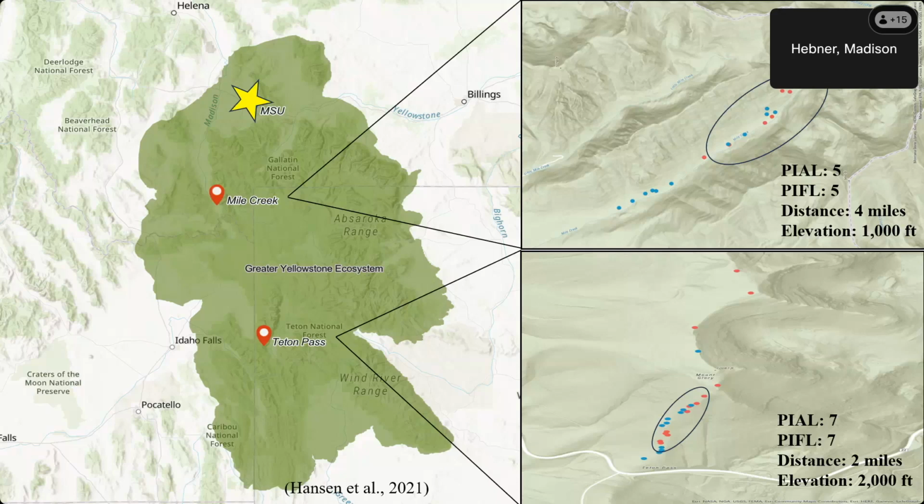So each of these sites were visited 4 times throughout the summer on what we coined as the growing season. So June, July, August, and September. The site visits took 3 to 5 days and required a bit of a backcountry sampling plan because these sites, especially Mile Creek, required a 3-mile hike in. And then Teton Pass, although there was close proximity to the road, also required quite a bit of hiking and elevation gain.